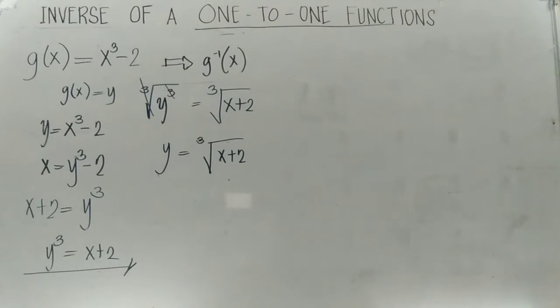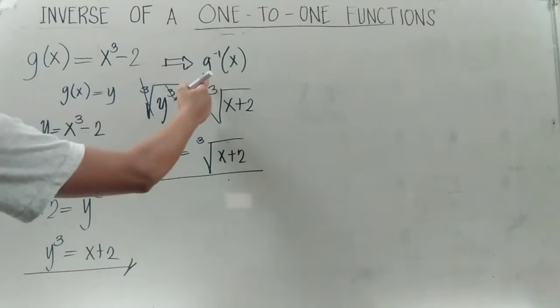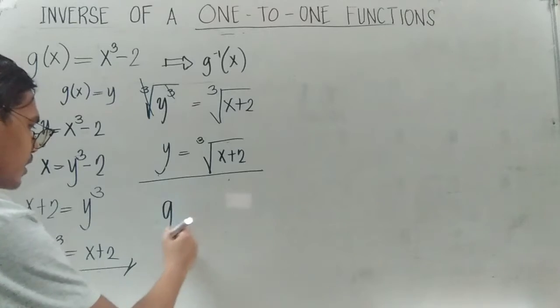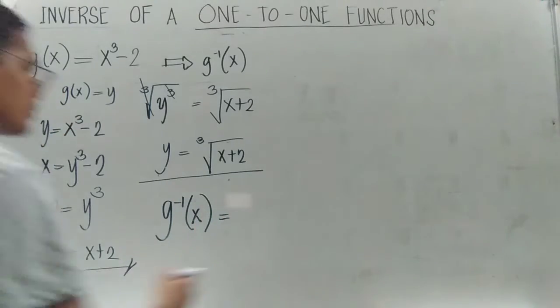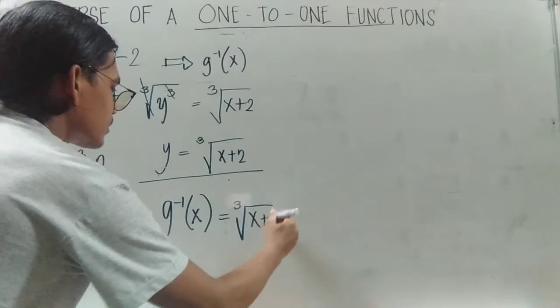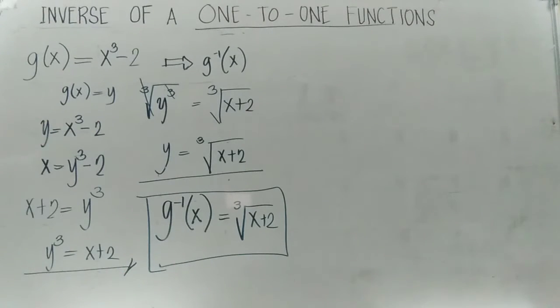Okay? Or, this is in y form. If you have to put it as the inverse of g of x, you can say that the inverse of g of x is equal to the cube root of x plus 2. Very easy. Okay, so I guess we are clear on this example. Let us proceed to another example.